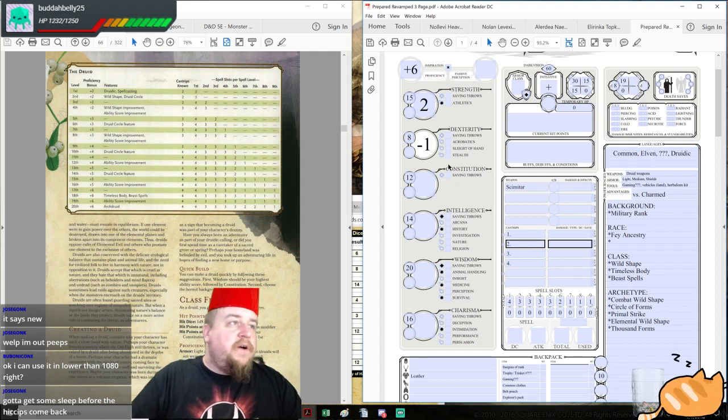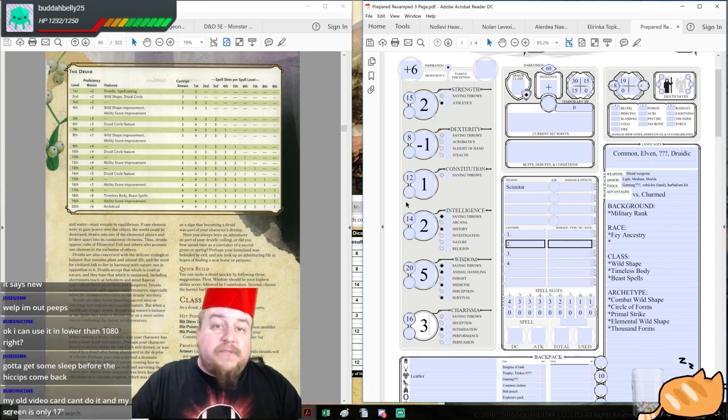2 minus 1. 1, 2. Yeah, 2, 5, and 3. There we go. Now that we have these, they are going to crawl and spread all throughout the rest of the sheet.